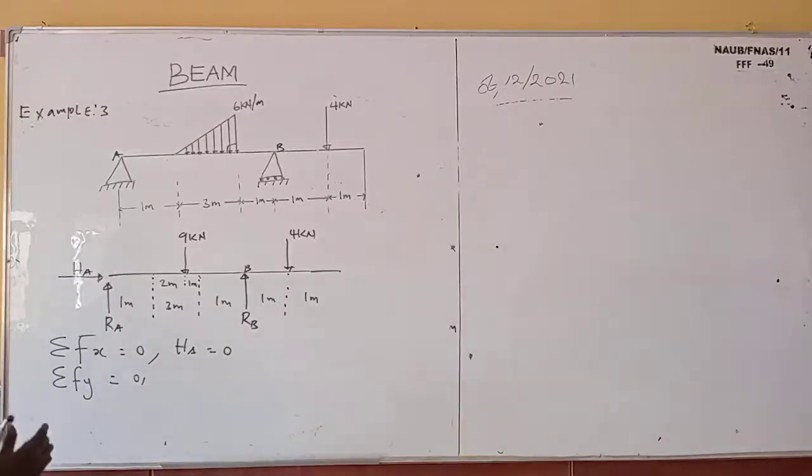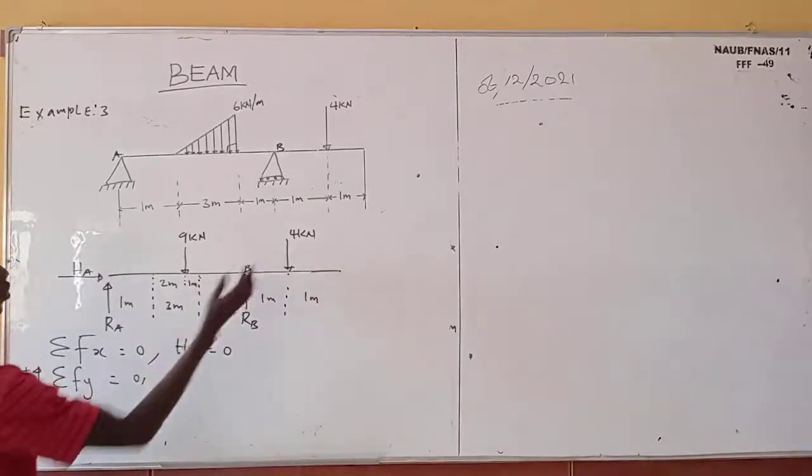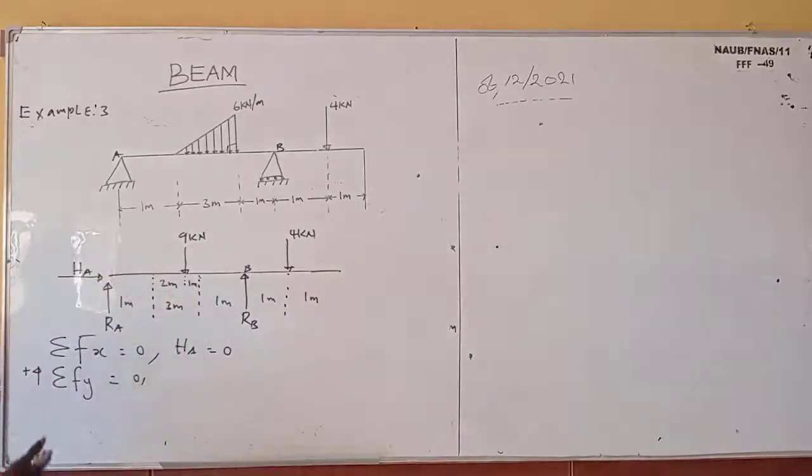And don't forget, when we say sum of vertical force, you have to choose a coordinate. Maybe you say let your upward force be positive, because the vertical forces that we have here are this and this. We have upward and downward. You can either say your upward should be positive, or your downward should be positive. Anyhow you want it. And the same thing here, you can say this one should be positive, or like this should be positive. Anyhow.